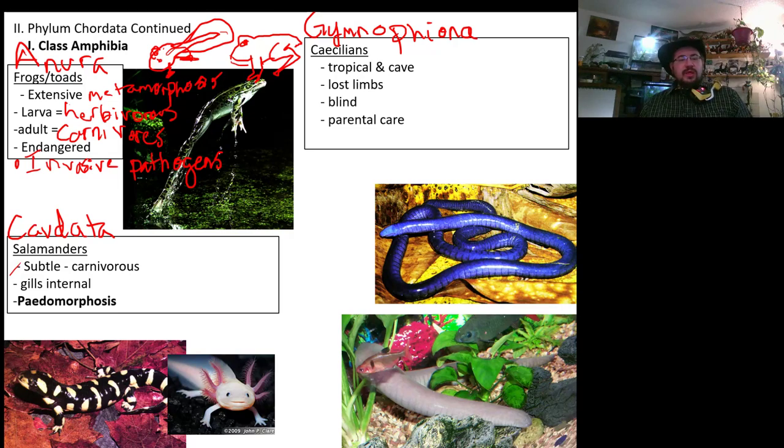So water pollution, even small amounts of water pollution, can negatively impact the larva, and then the adults cutaneously respirating can be impacted by small amounts of water pollution and small amounts of air pollution. So anurans are often used as an indicator species.